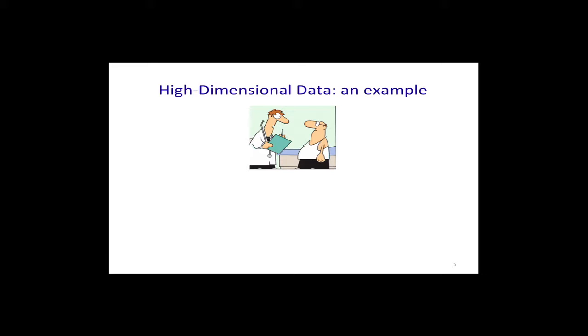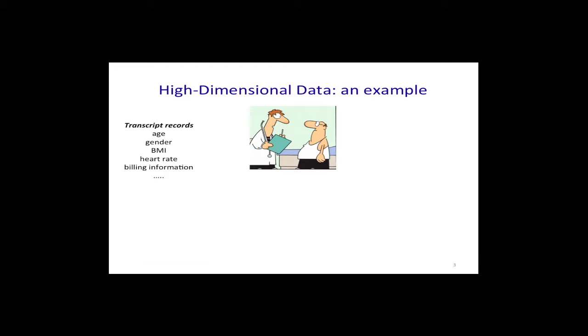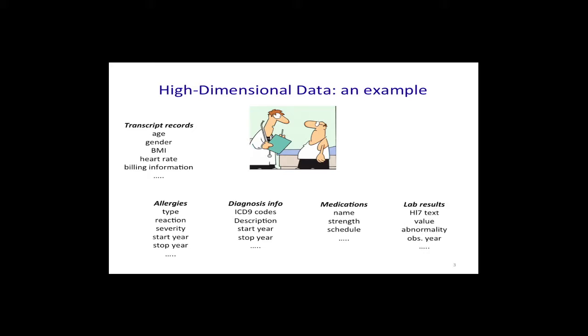So let me focus on one specific important example of high-dimensional data. The example is electronic health records, or in short, EHR. Recently, there has been a drive in systematic collection of health records in digital format. It's very efficient in terms of storage and information retrieval, and digital records can be easily shared among different healthcare settings. Now, EHR contains a range of information from transcript records, allergies, diagnosis information, medications, the medical history, the lab results, and also biomedical images like MRI, fMRI, X-ray. So for each patient, we have very detailed and fine-grained information.